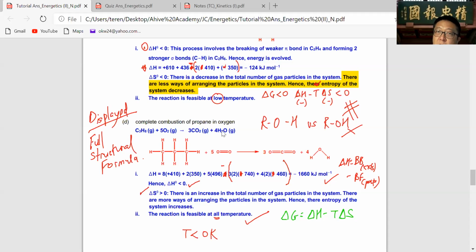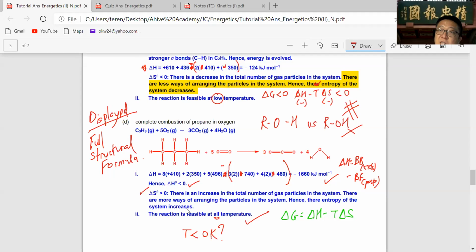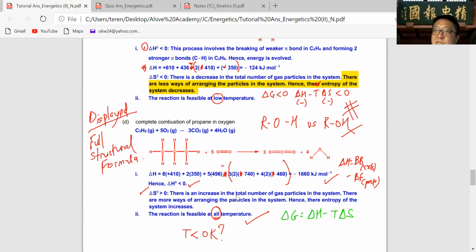You're talking about combustion in oxygen. You cannot burn something in oxygen at such a low temperature because your oxygen will freeze. Right? So even oxygen will freeze. Negative 274 degrees Celsius is very low. So this is a disclaimer, okay? Even though I say all temperature, so all temperature whereby combustion can take place, yes, this is true.